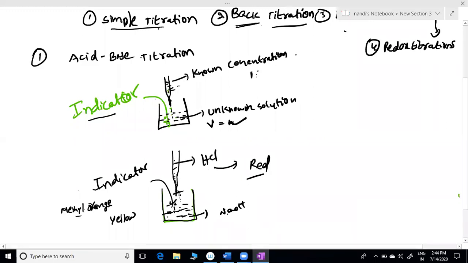Yes, we can use phenolphthalein or any suitable indicator. Ultimately, what is the use of an indicator? It finds whether the reaction is completed or not. Is it correct?